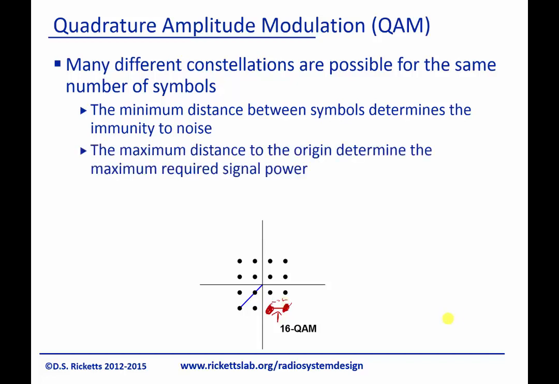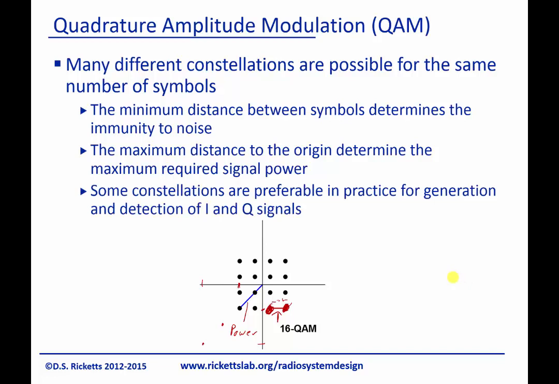And the other one is the power. And basically the maximum distance, this blue line, is the power of your signal. And the way to think about that simply is, at this point, I have the highest I and the highest Q amplitude. So I have the highest I power and the highest Q power. And as I go further out, these are going to have higher amplitudes of both, and therefore the overall power is going to be larger. And there's some other constraints that we may need to look at for the generation of I and Qs that may make some constellations preferred over the others.